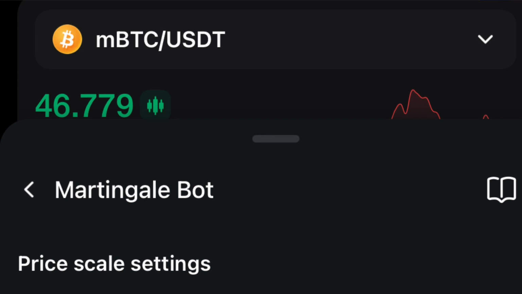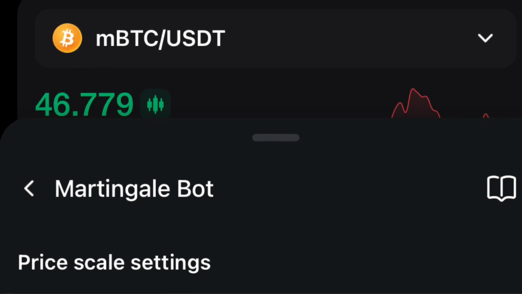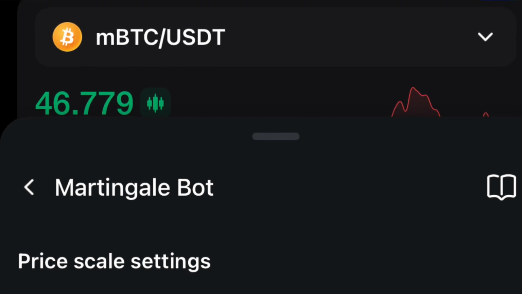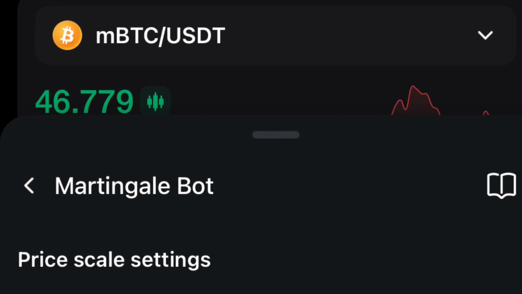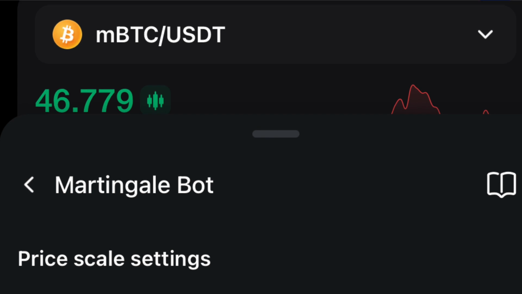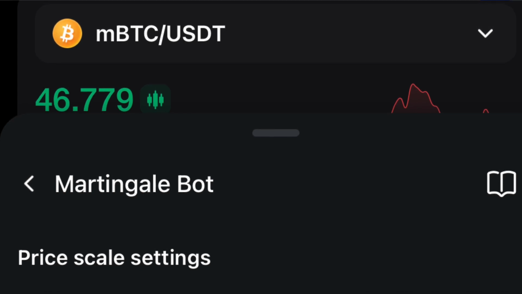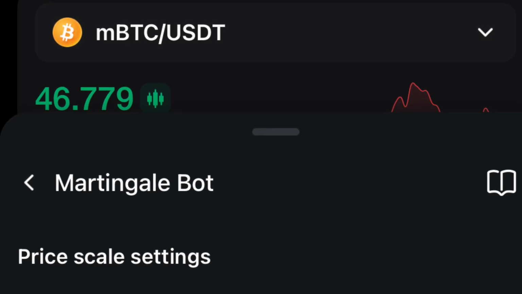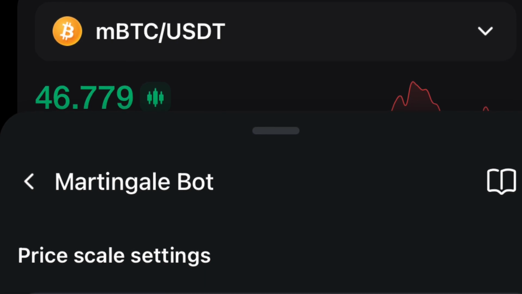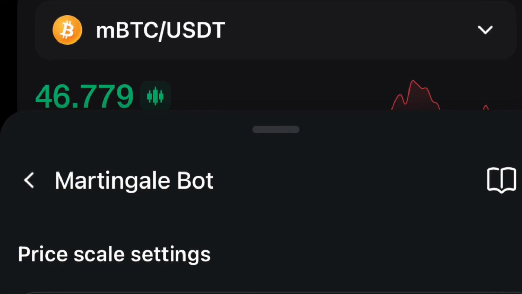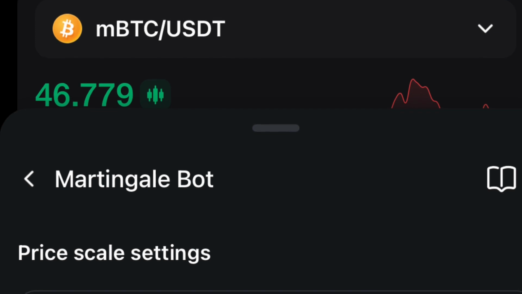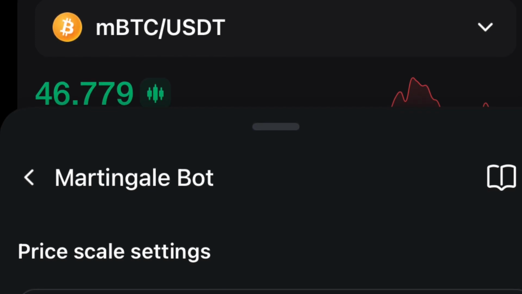So the first one I'm going to talk a little bit about is the price scale settings. The next one I'm going to talk about is the take profit settings. You have the ability to make sure that these are set up the way you want them to be set up.